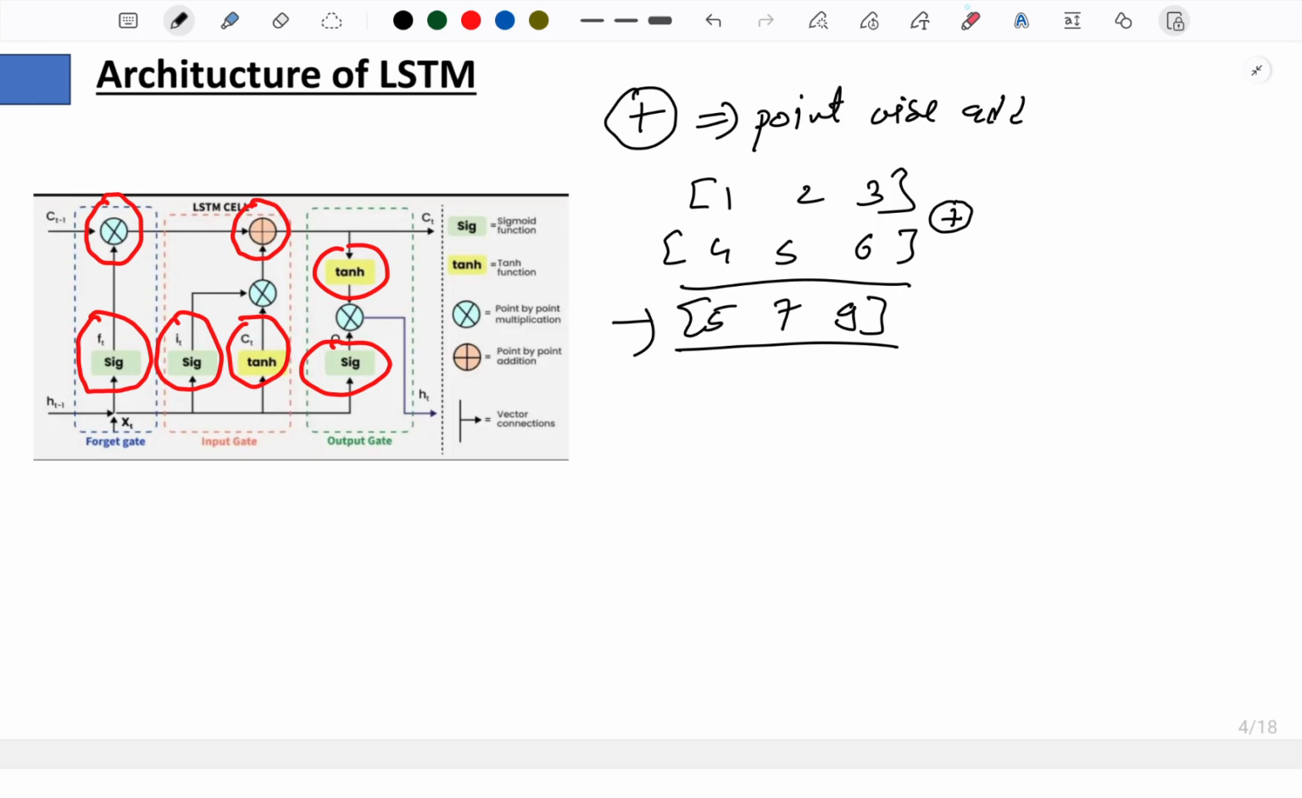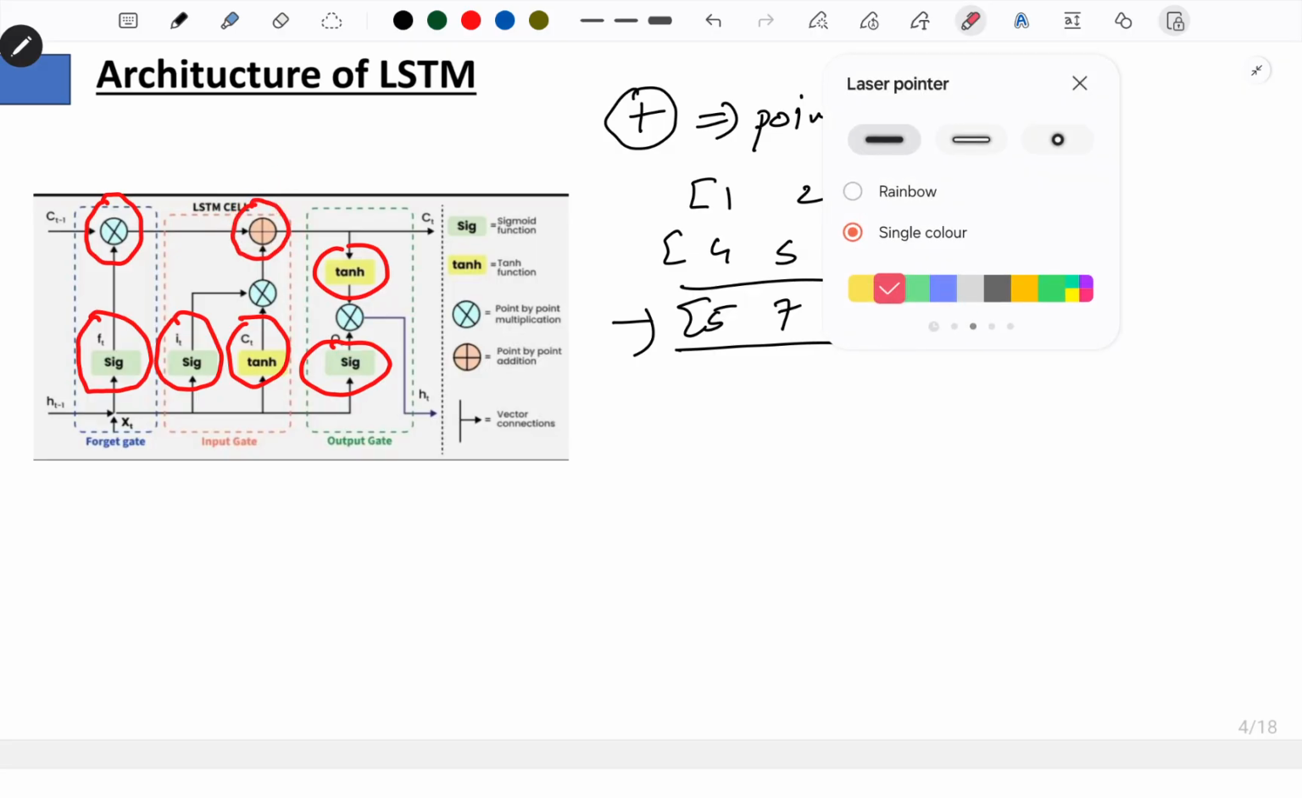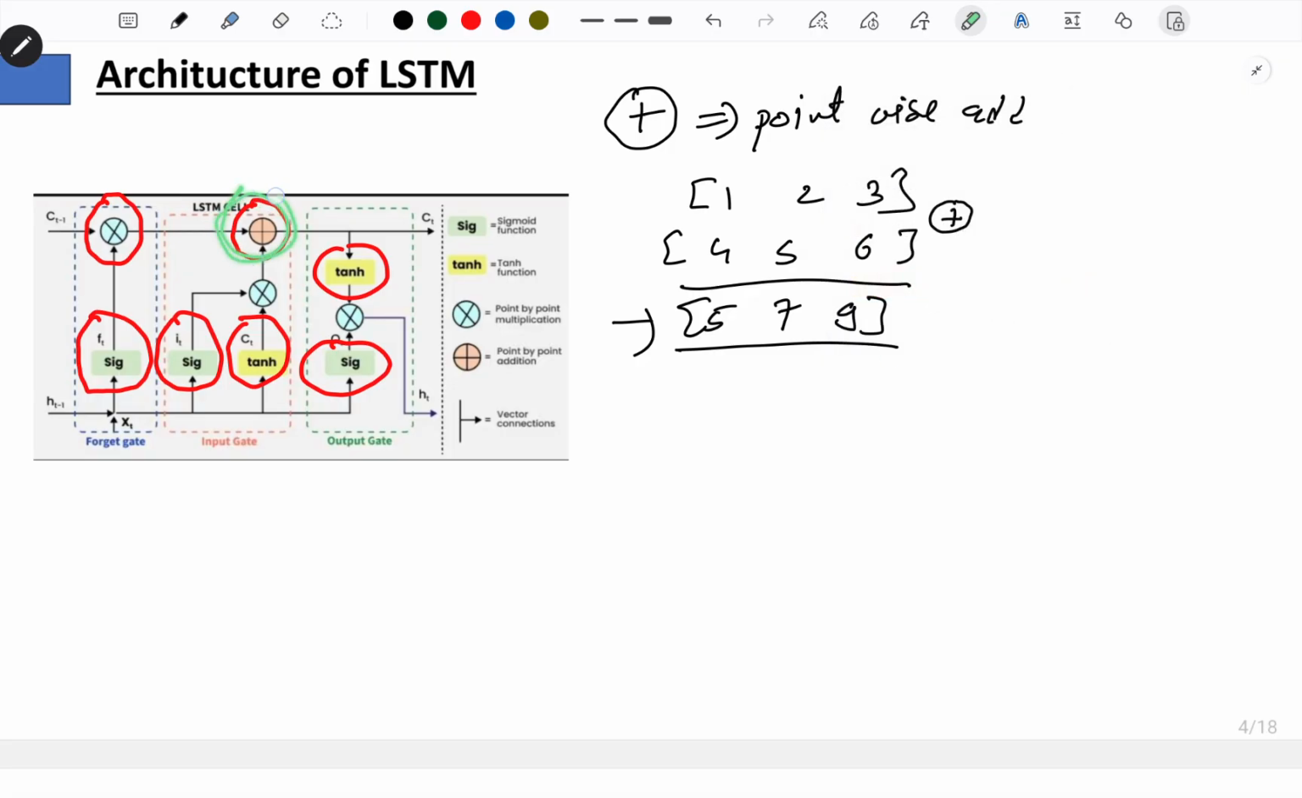So in this particular architecture we have this one pointwise addition operation. Let me use another color. Okay, this is one pointwise addition operation. We have one more pointwise multiplication, and then pointwise multiplication here also, pointwise multiplication here also.